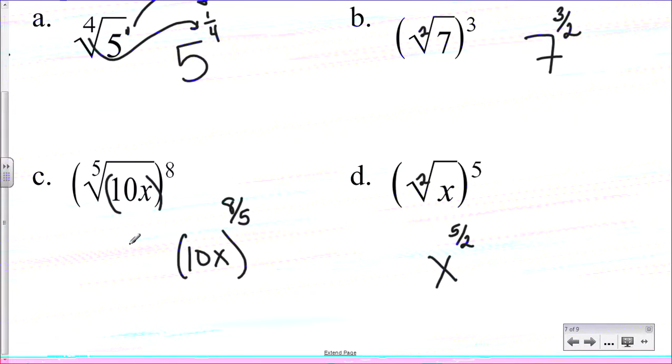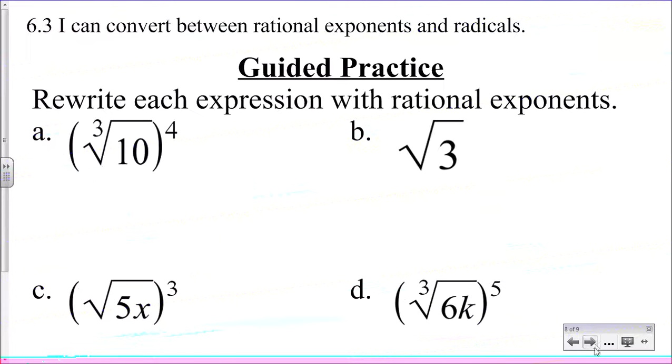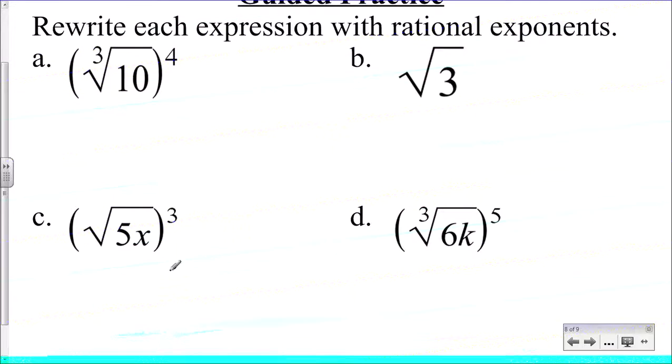Go ahead and try the next 4 problems. When you are finished, have those checked. And if you do well in all the guided practice problems, you can get your homework and get started. It will be due tomorrow.